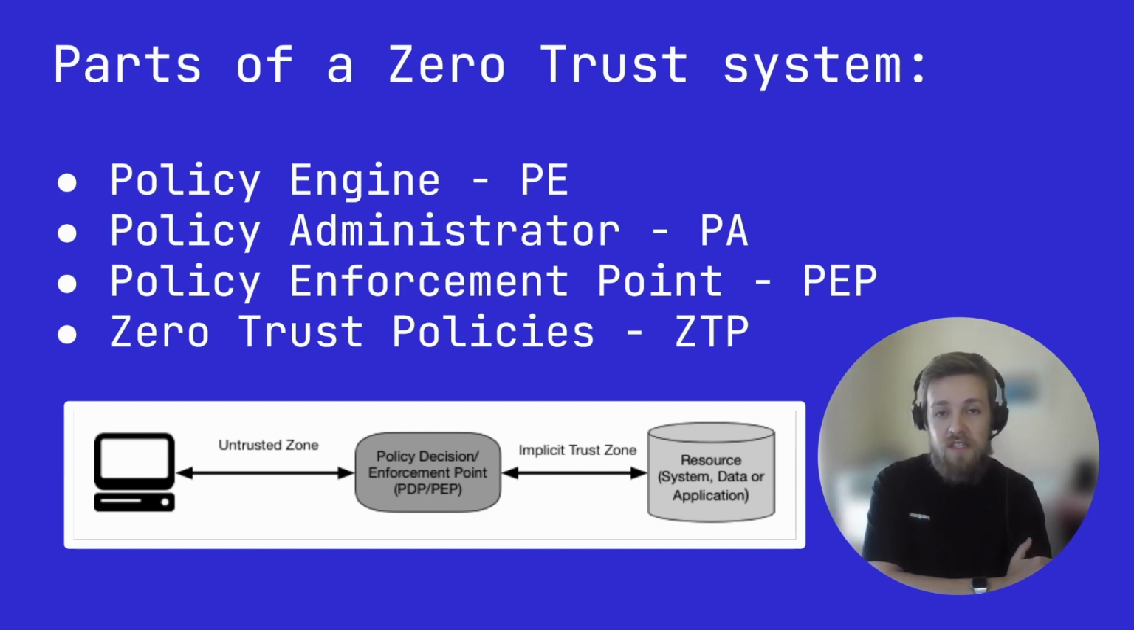Zero trust policies are rules that govern the behavior of the policy engine and enforcement point. The 800-207 is a really great document and it has lots of information for transitioning to a zero trust model. So go check it out.